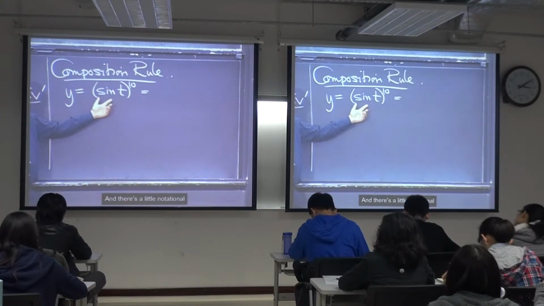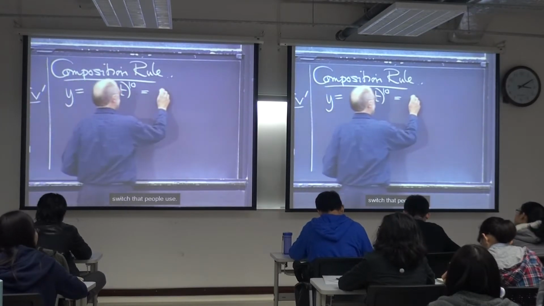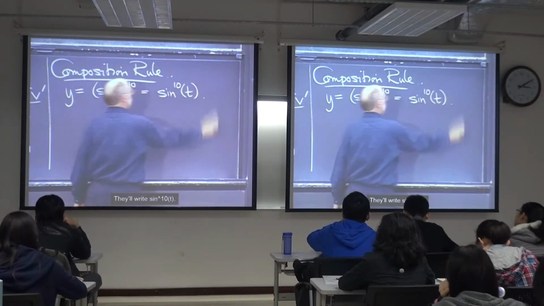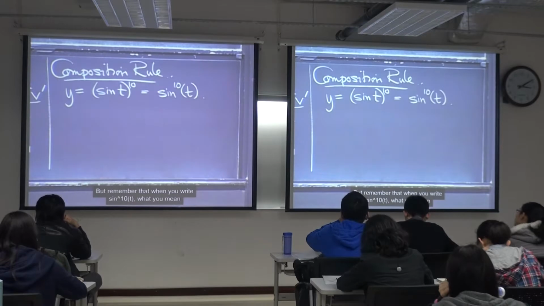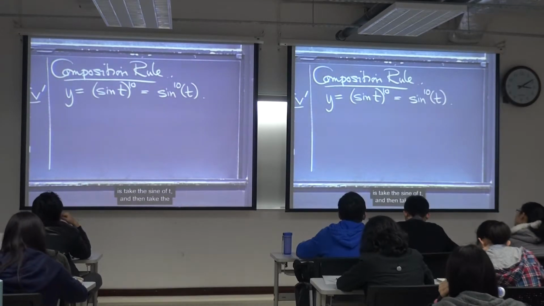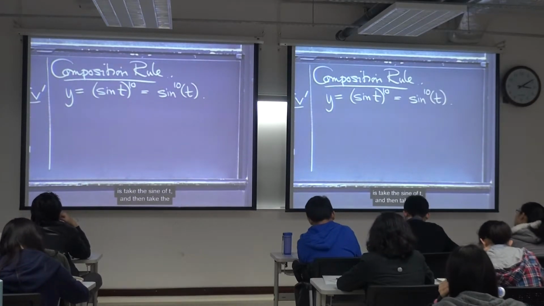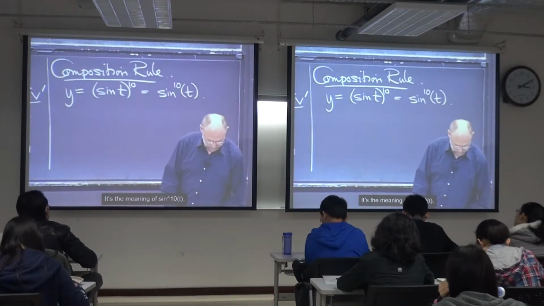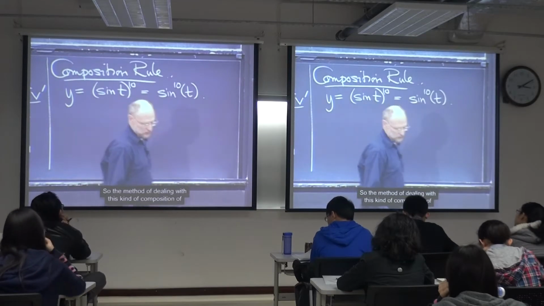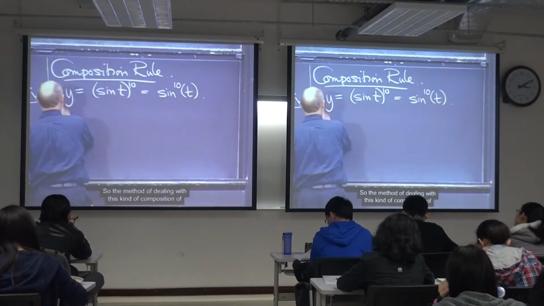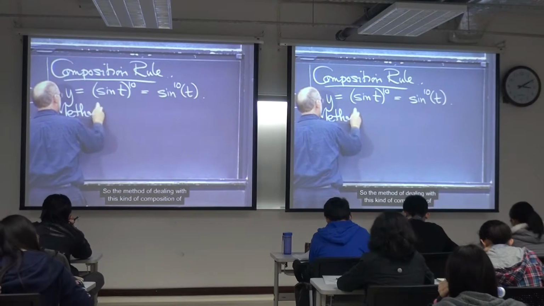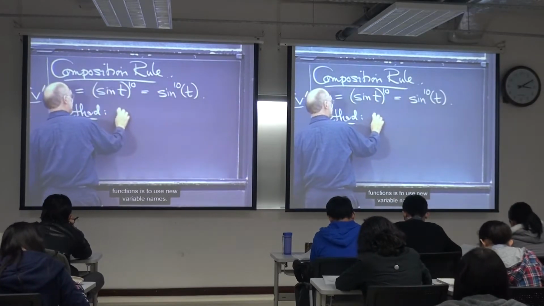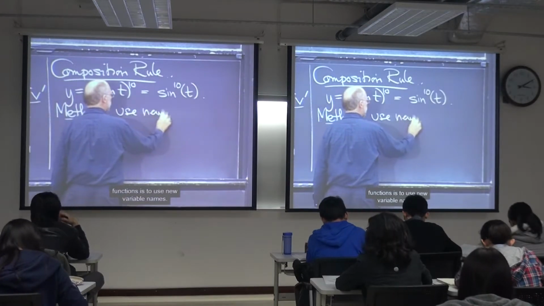And there's a little notational switch that people use. They'll write sine to the 10 of t. But remember that when you write sine to the 10 of t, what you mean is take the sine of t and then take the 10th power of that. It's the meaning of sine to the 10 of t. So the method of dealing with this kind of composition of functions is to use new variable names.